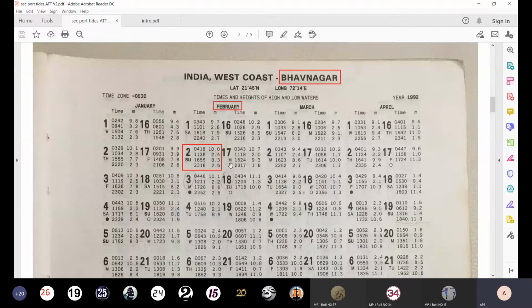Okay, so now we have got data for the standard port. We have got time and height corrections for the secondary port. And we can start the calculation after writing this data. Anyone who has not understood this part, how to get the data, how to find out the port in the volume?